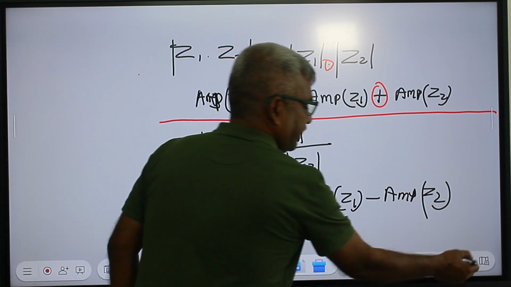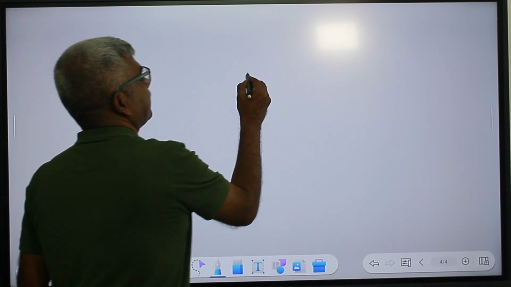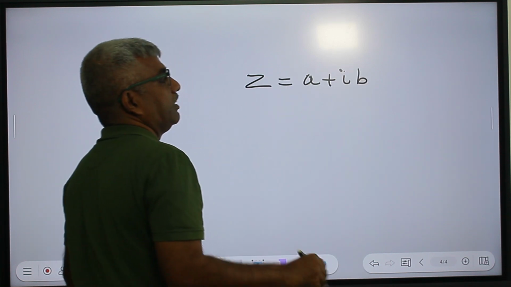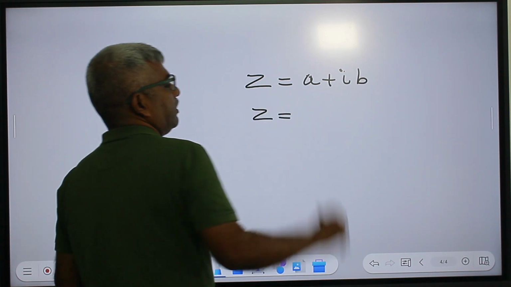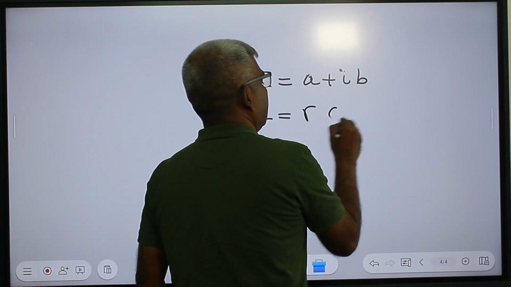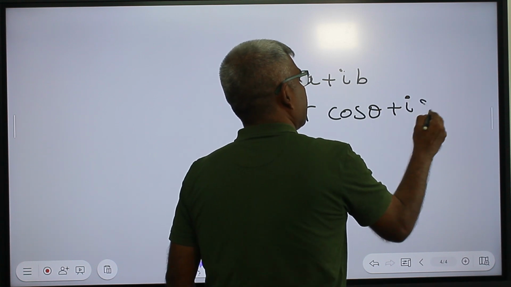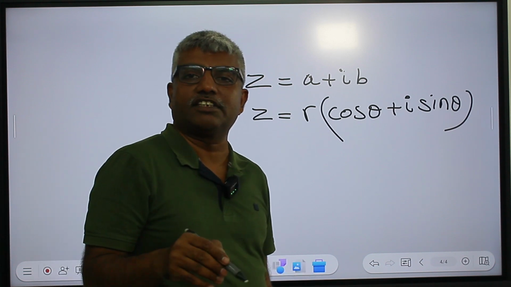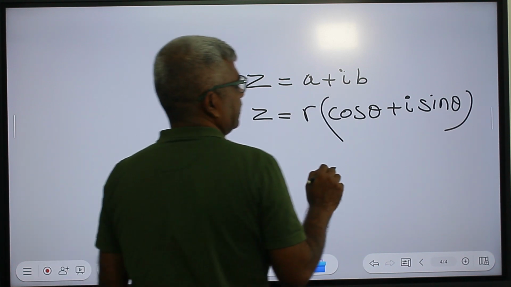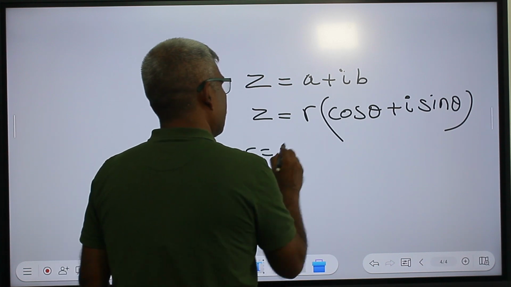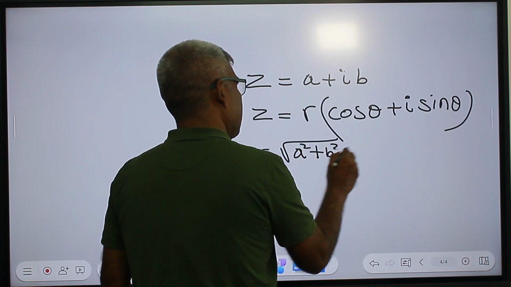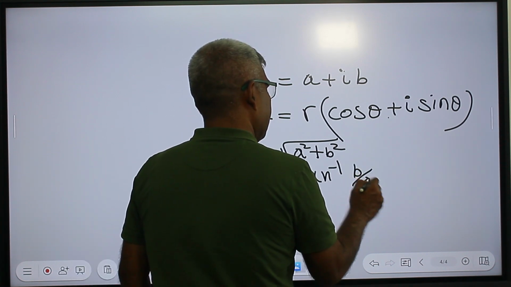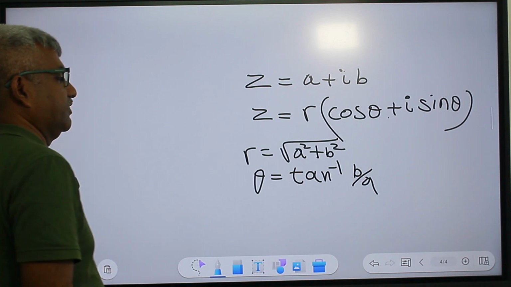Okay. Next, till now we have seen Cartesian form, z equal to a plus ib. It is the Cartesian form. Now we are going to do it in polar form. z is equal to r cos theta plus i sin theta. What does that mean? a is equal to r cos theta, b is equal to r sin theta. This is the meaning. What is r? Square root of a squared plus b squared. What is theta? Tan inverse b by a. That's all.